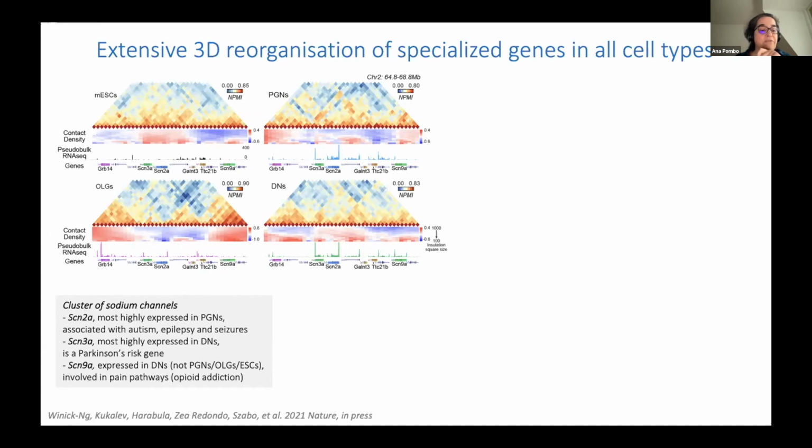Here we're looking at an important region of the genome containing several genes that are affected in neurodevelopmental disorders or neurodegenerative disorders. This is SCN2A, for example, which is most highly expressed in the PGNs here. It's associated with autism, epilepsy, and seizures, and different mutations in this locus actually give rise to different diseases with different onset. It is extremely complicated to understand how its regulation occurs. Another example is SCN3A, highly expressed now in DNs, and a Parkinson's risk gene, and so on.